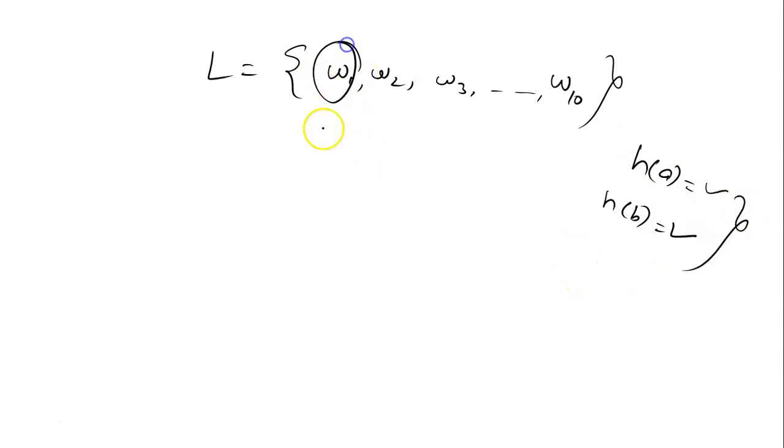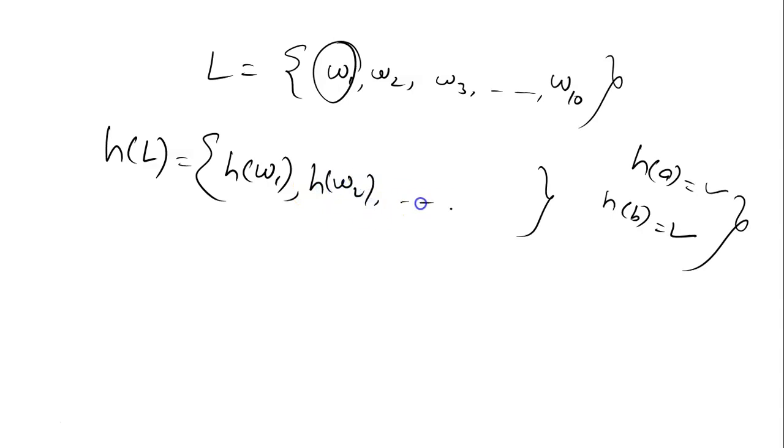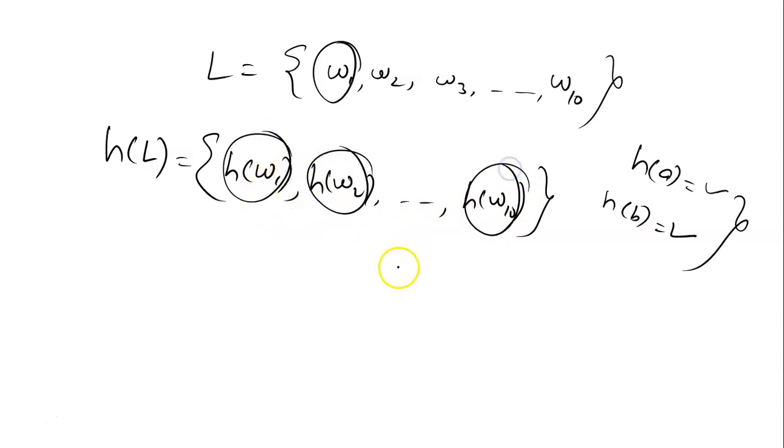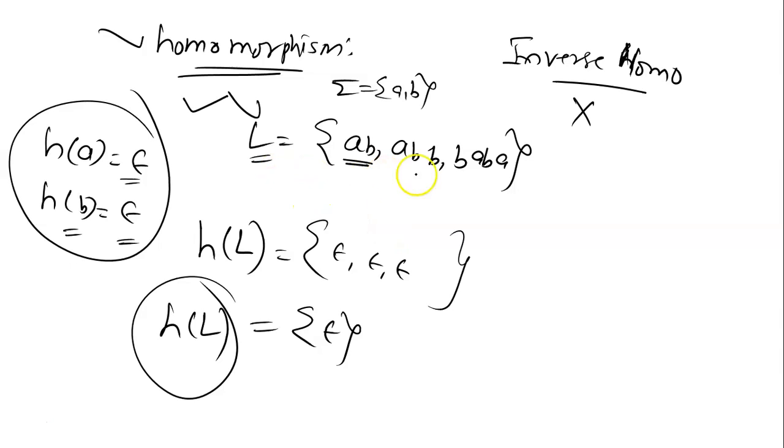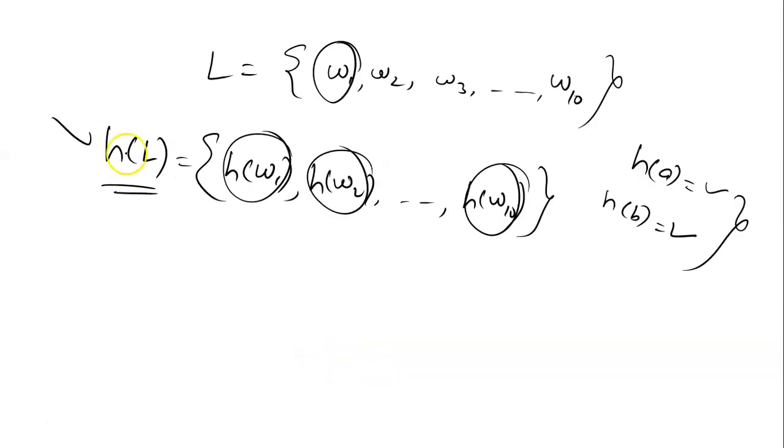One thing you can notice, that when you apply homomorphism of L, then you will get h(w1), h(w2), and so on, h(w10). So you can see that this also will be a string, this also will be a string. So at most 10 strings you can get in this homomorphism of L. Some strings may collapse. For example, here in this language there are 3 strings, but when we apply this homomorphism, then we only get 1 string. So that is the idea. At most 10 strings you will get in this homomorphism of L.